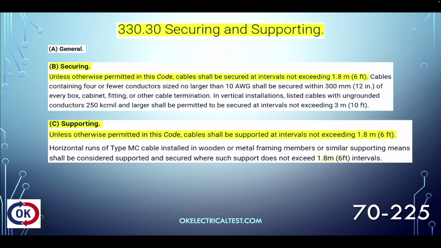Let's go to 330.30, securing and supporting. So remember, .30 is always going to be our securing and supporting. And so we're going to jump down to letter B, securing. Unless otherwise permitted in this code, cables shall be secured at intervals not exceeding 6 feet. And then down below that, letter C, supporting. Unless otherwise permitted in this code, cables shall be supported at intervals not exceeding 6 feet. So it needs to be secured every 6 feet and supported every 6 feet.